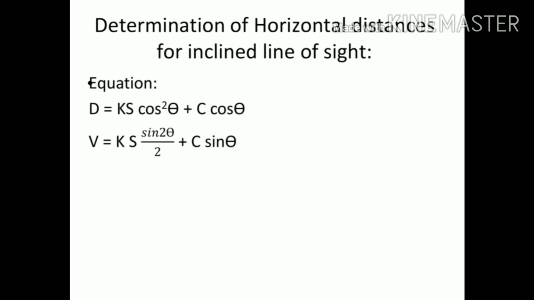In the next experiment, from the constants which we have already determined, we are going to determine the horizontal and vertical distances from tachyometry. The expressions used are D is equal to K S cos square theta plus C cos theta and V is equal to K S sin 2 theta by 2 plus C sin theta. You have to note here that if you are using an analytic lens, the constant K will be equal to 100 and C is equal to 0 always.